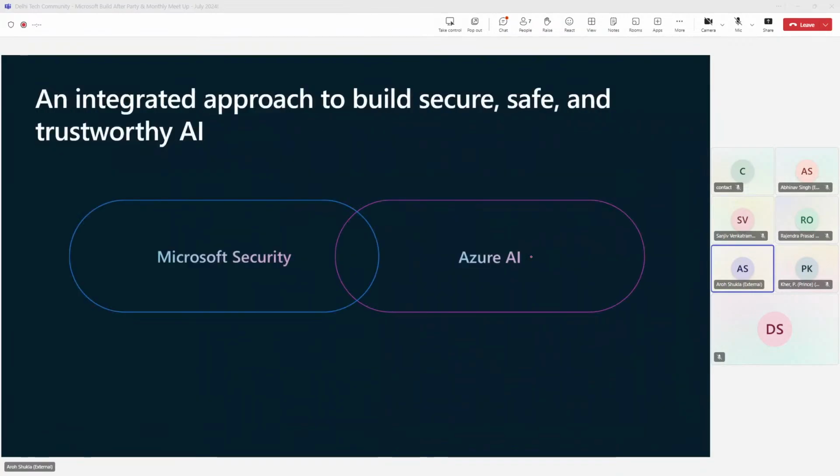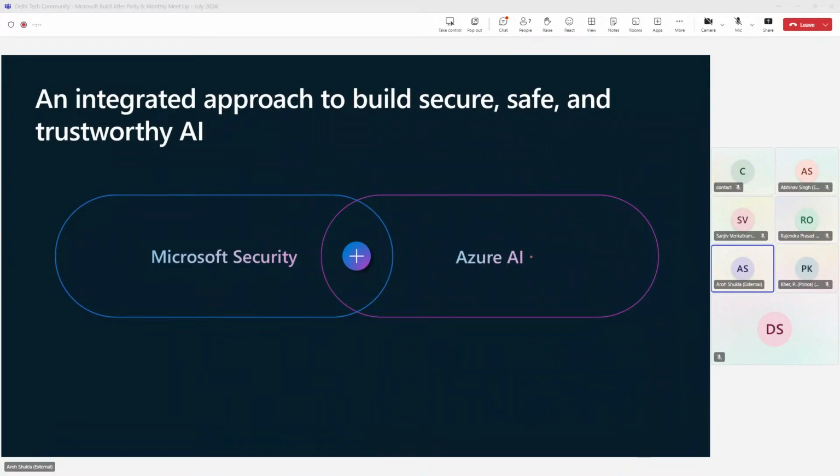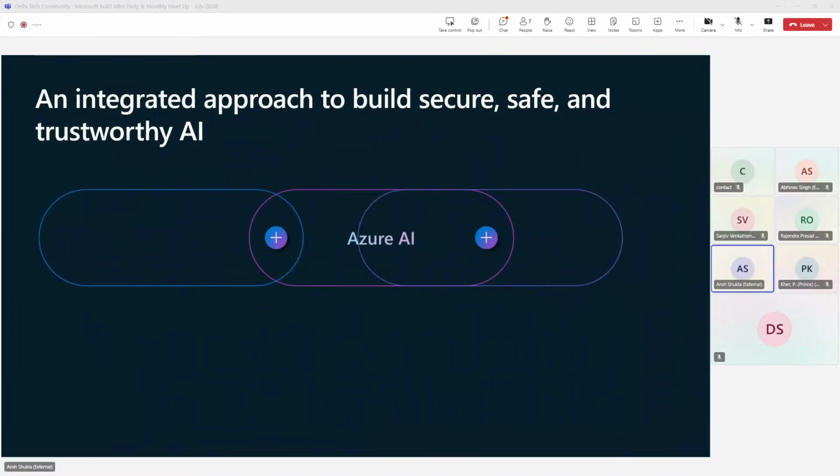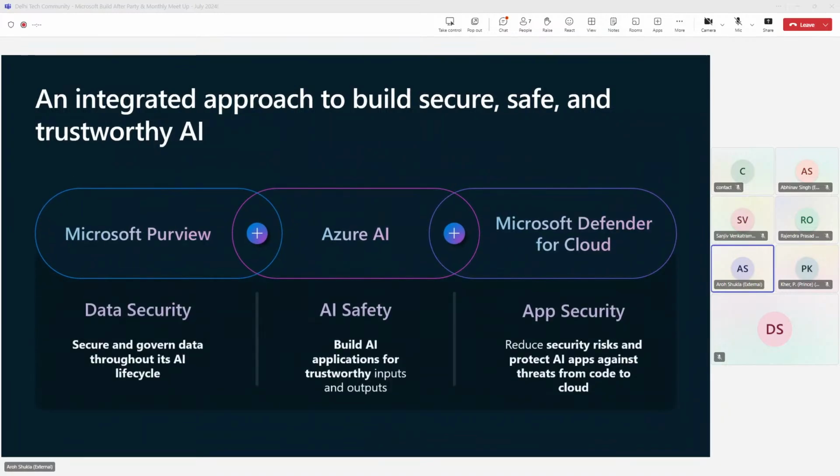So how is Microsoft trying to integrate? Microsoft is integrating using three different products, Microsoft Security and Azure AI services, to make your application secure, safe, and trustworthy. That is an important thing to do. I don't know how many people know the three products, so I just want to give you what each application does.